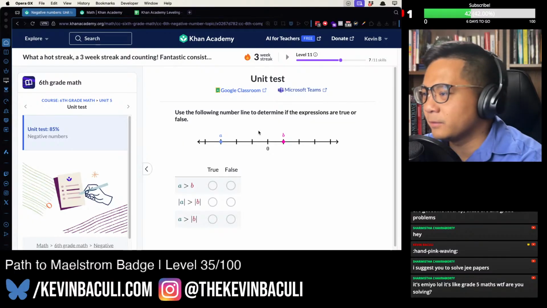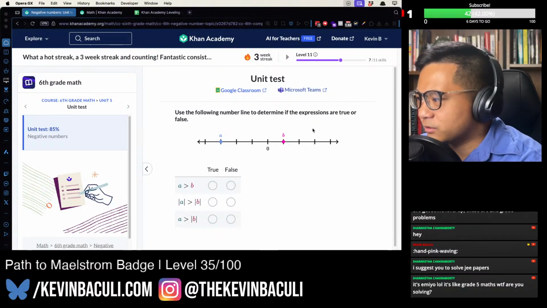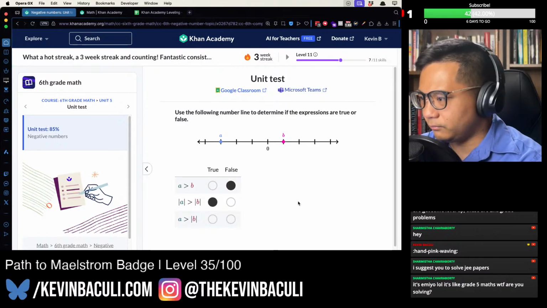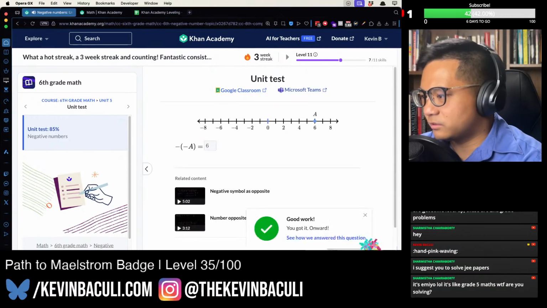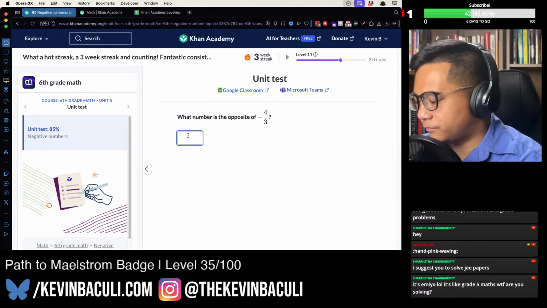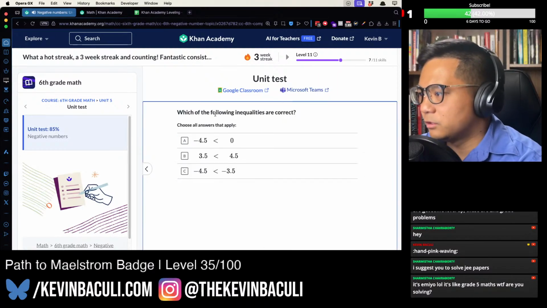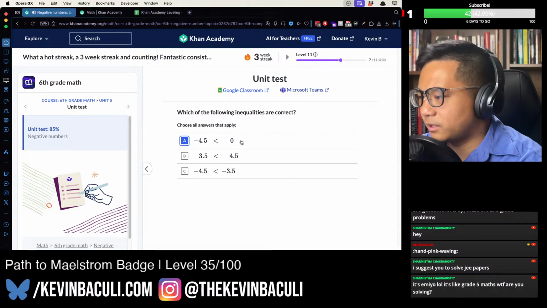Use the following number to determine if the expressions are true or false. A is greater than B, that's false. Absolute A is greater than absolute B, yes. Absolute A is greater than absolute B, that's false. A is 6. Its opposite is 4/3. Following equalities are correct. That's correct. That's correct. That's correct.